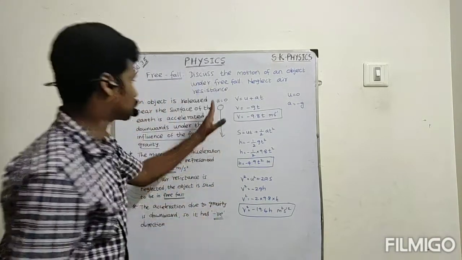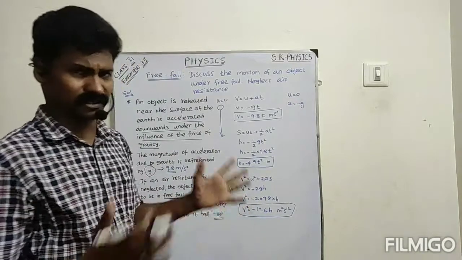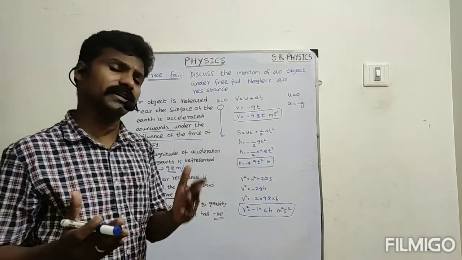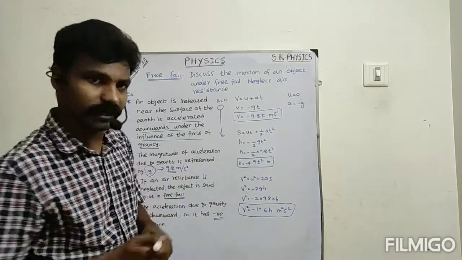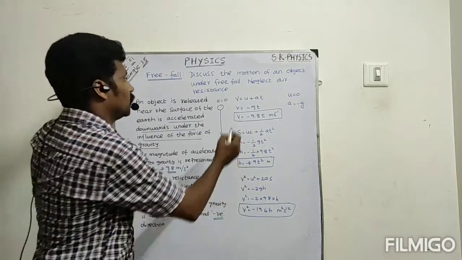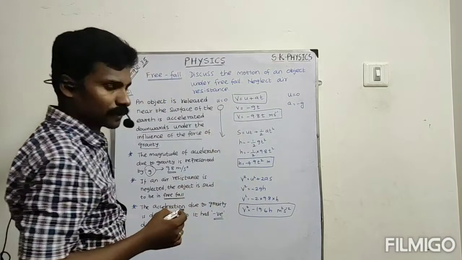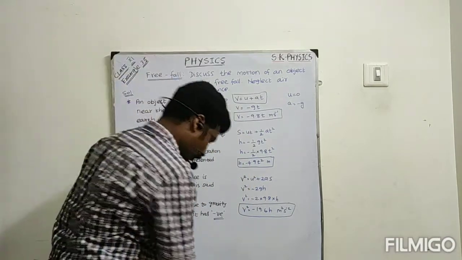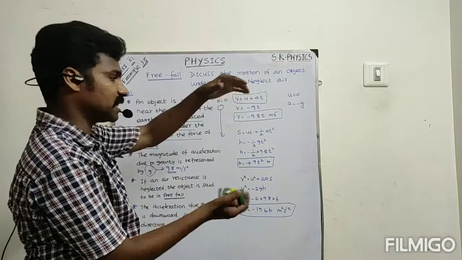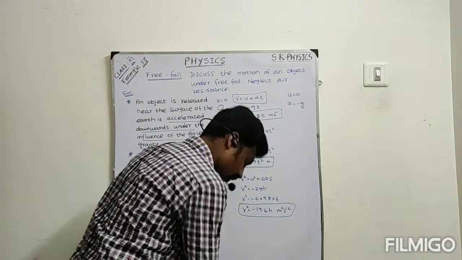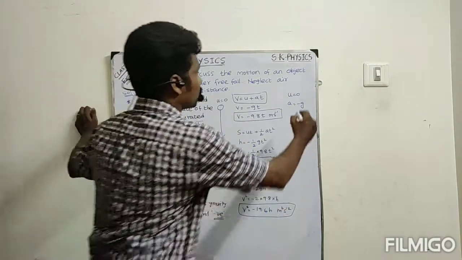Okay students, what do we learn from this situation? In this situation, how will the equations of motion vary? It's not a new one. The first equation is v is equal to u plus at. If you leave this object, the initial velocity is 0. No need to give any other initial velocity, so initial velocity is 0.